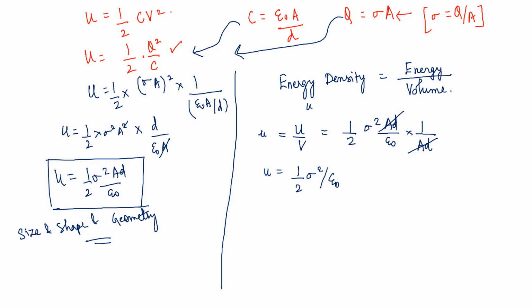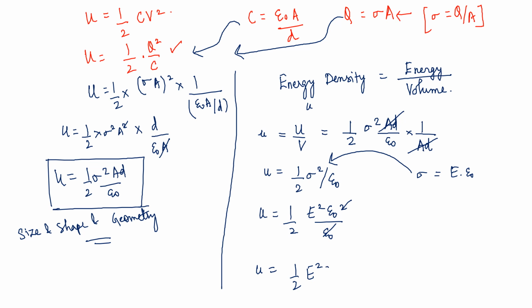Now, we know that sigma is related with electric field. Little changes over here: it is written as sigma equals E into epsilon naught. So, E square into epsilon naught square, instead of sigma we are writing that, divided by epsilon naught. This and this will cancel and u will be written as half epsilon naught into E square. So, that is the energy density for a given stored energy. Energy per unit volume is the energy density.